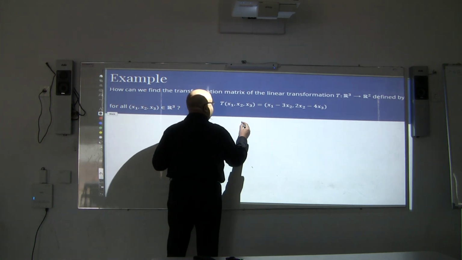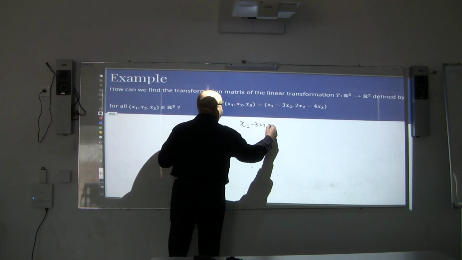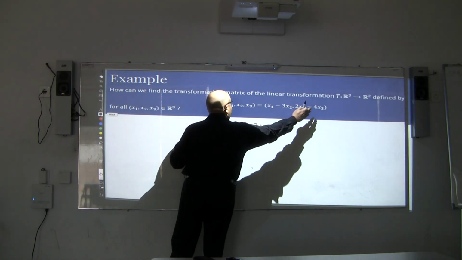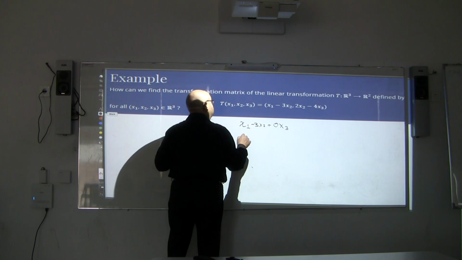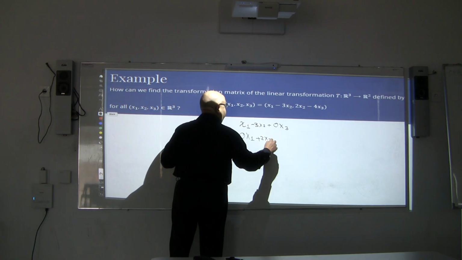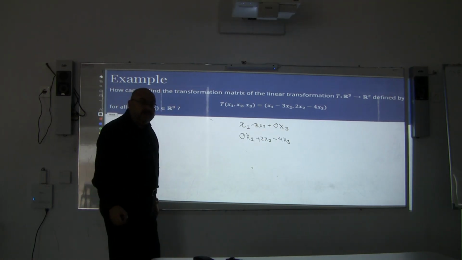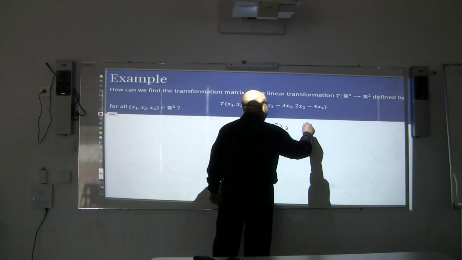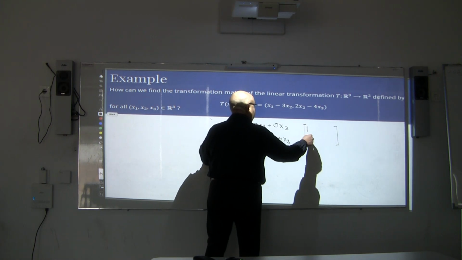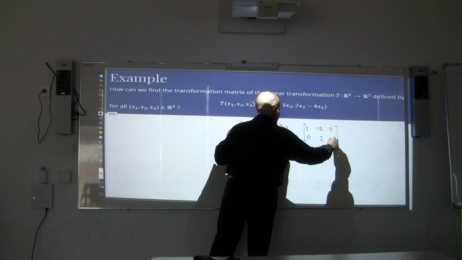So now I have X1, am I right? Then negative 3 of an X2 plus, do you have X3 here? No. For the second component, do you have X1? No. Then plus 2 of an X2, then minus 4 of an X3. These are the 2 equations. Am I right? So the transformation matrix is going to be 1, 0, negative 3 and 2, 0 and negative 4.